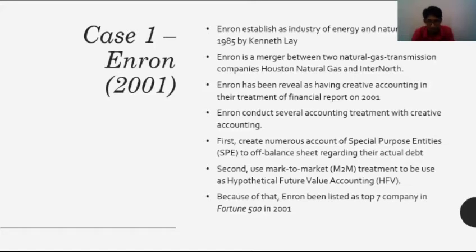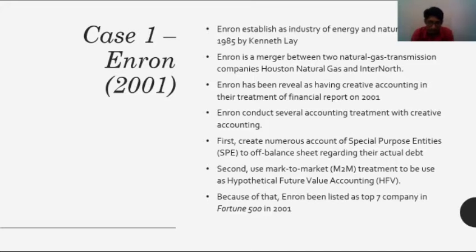Enron conducted several accounting treatments with creative accounting. The first one, they created numerous special purpose entities, SPEs, to keep their actual debt off the balance sheet. The second one, they used mark-to-market treatment as hypothetical future value accounting. Basically, special purpose entities and mark-to-market treatment are legal to be applied by accountants. However, they used these treatments with a different intention from what they exactly mean. I will talk about that later.